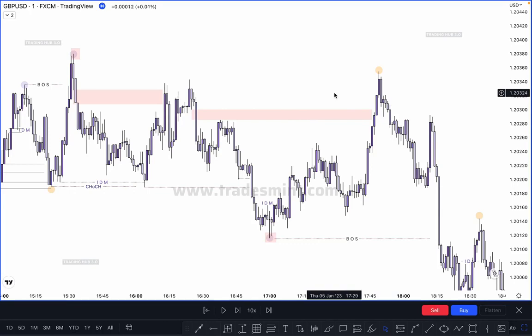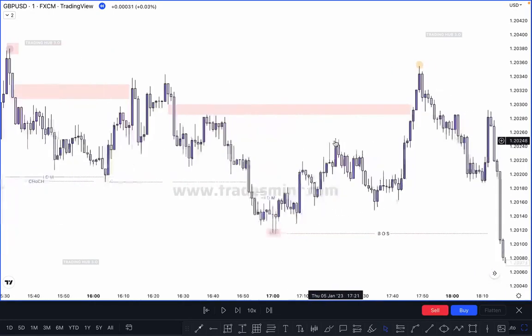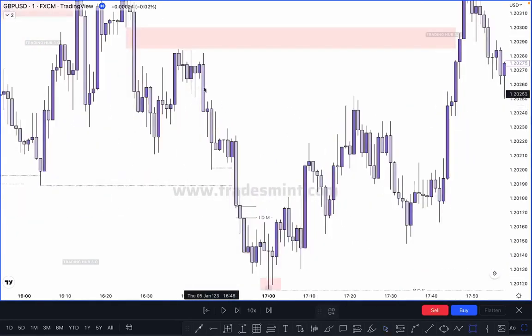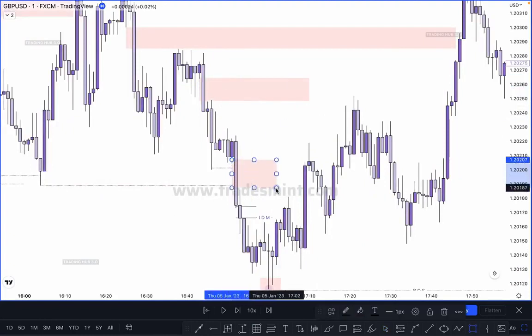You have to identify unmitigated imbalance only, right? And below it you can see there are a lot of unmitigated imbalances, right? So where is our next imbalance? This one. Above it you can see there is no imbalance still left, and this one is also an imbalance, and this one is also an imbalance, right?